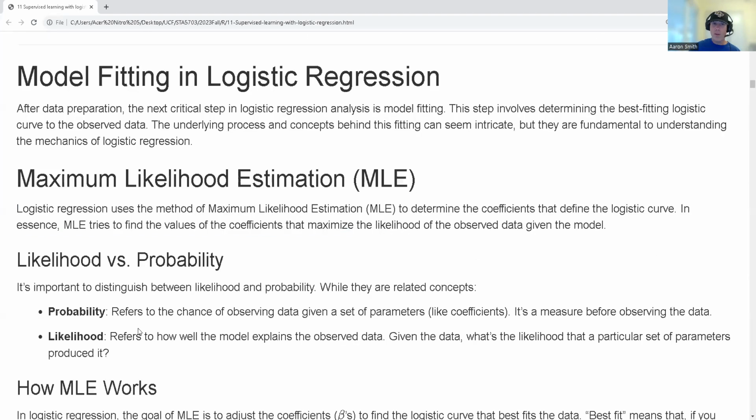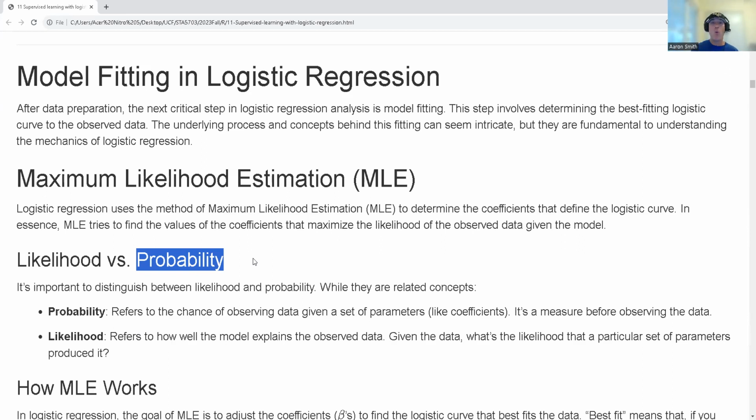All right, something to consider is the difference between likelihood and probability. Probability is the chance of something occurring before it has happened. That's the probability of an event. Now, likelihood is measured on the same scale, but slightly different.